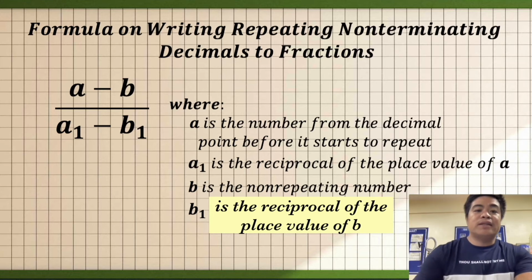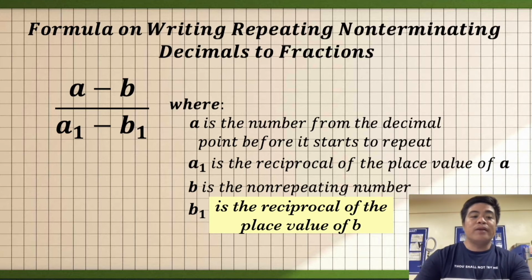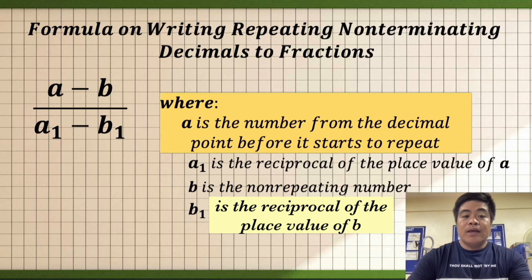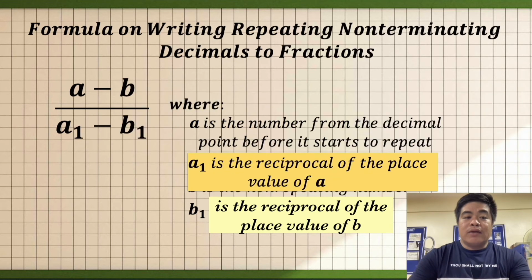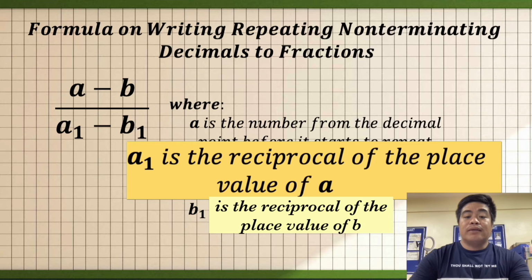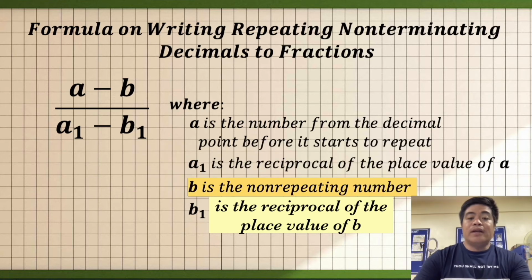Repeating non-terminating decimals to fractions. So we have (a minus b) over (a sub 1 minus b sub 1), where a is the number from the decimal point before it starts to repeat. a sub 1 is the reciprocal of the place value of a. For example, if the place value of a is tenths, that's 1/10, so the reciprocal is 10. That's your a sub 1. And then b is the non-repeating number.